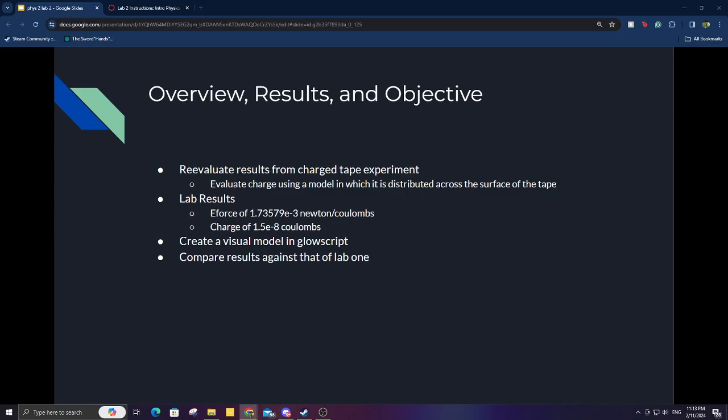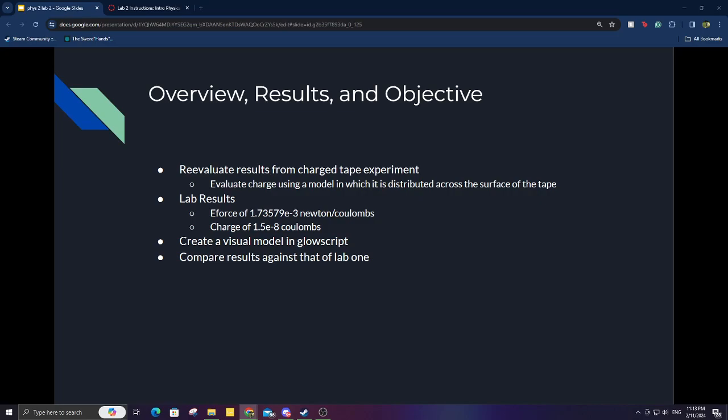This lab was an extension of Lab 1, in which we charged two pieces of scotch tape and floated one on top of another. We used our knowledge of force of gravity and net force to calculate the charge acting on the particles. We then proceeded to model this interaction in GlowScript as two point charges acting on one another. In this lab, we expanded on our GlowScript by modeling two lines of point charges acting on one another instead of two singular point charges.